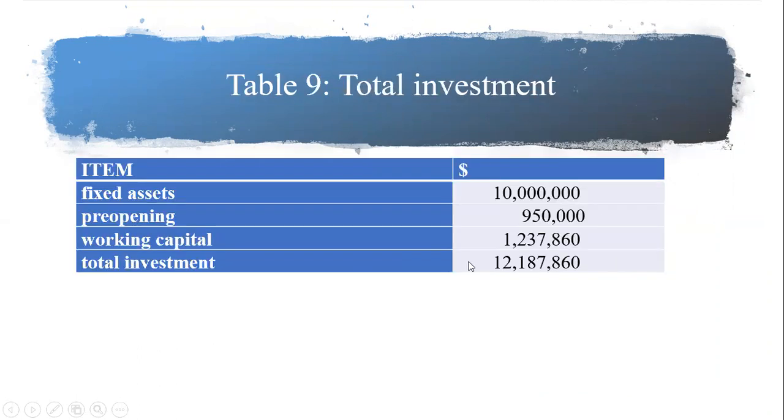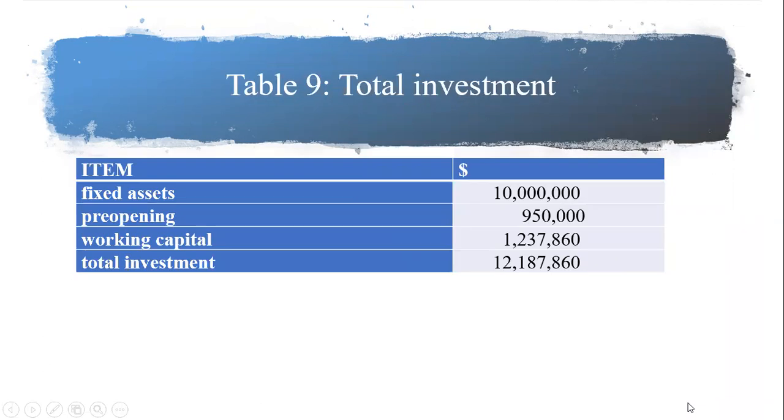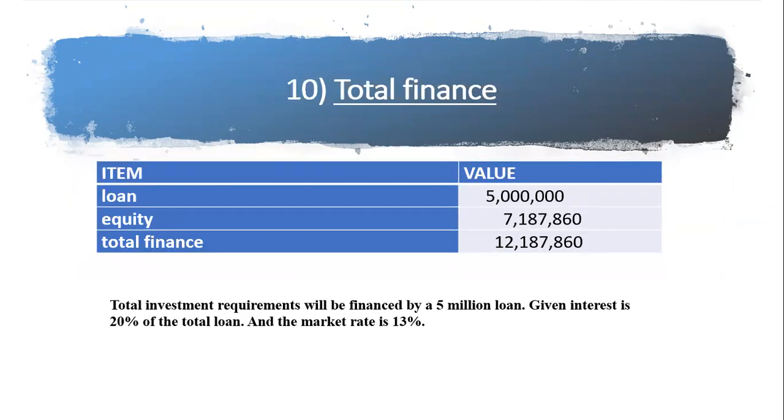We prepare the fixed asset, we prepare the pre-opening, and the working capital that we have just found at full capacity. So this is the total investment cost, so we have 12 million total investment. How am I going to finance it? You are going to finance it by equity and loan, 5 million for loan and 7 million for equity. And here is a very important point you need to focus on, which is the given interest is 20%.